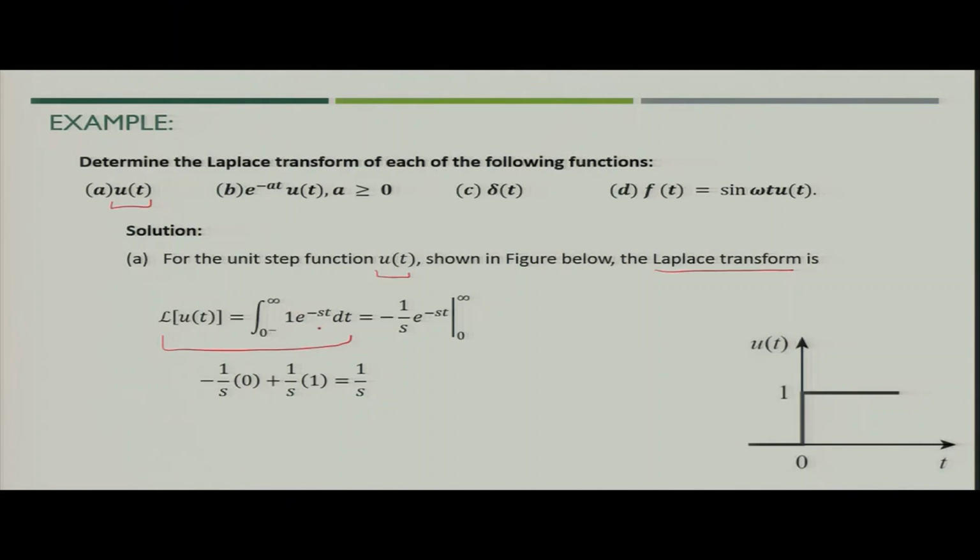Now, this value is 1 for 0 plus, so you can simply change the limits. It will become 0 to infinity, and the only component to integrate is e to the power minus s t dt. When you integrate, you get minus 1 by s e to the power minus s t, with limits ranging between 0 to infinity. When you put the limits, you get the value of the Laplace transform equal to 1 by s. So for the unit step function, the Laplace transform is 1 by s.